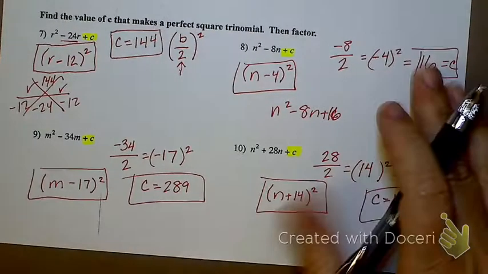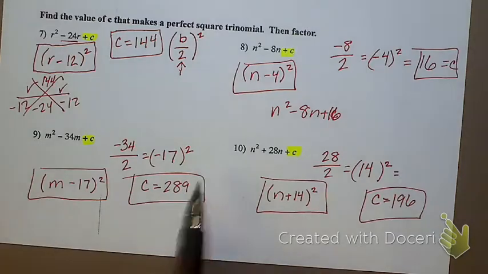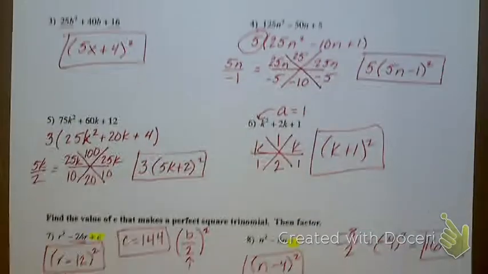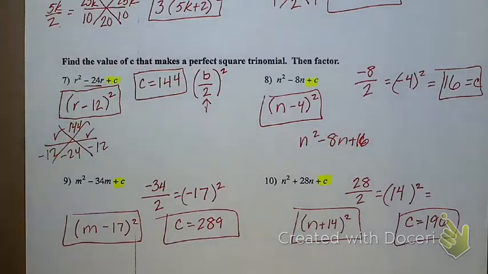Okay? So you have a combination of this find the C value thing and this whole perfect square trinomial factoring stuff. Okay? All right. Happy studying.